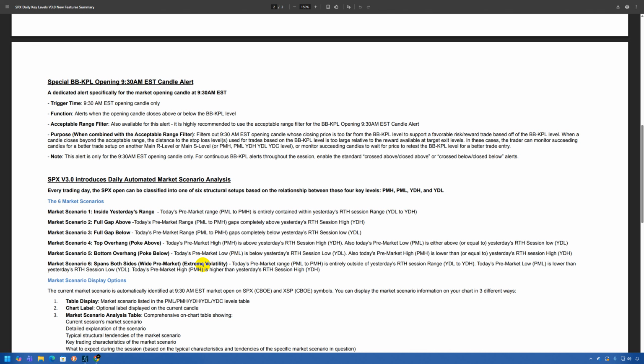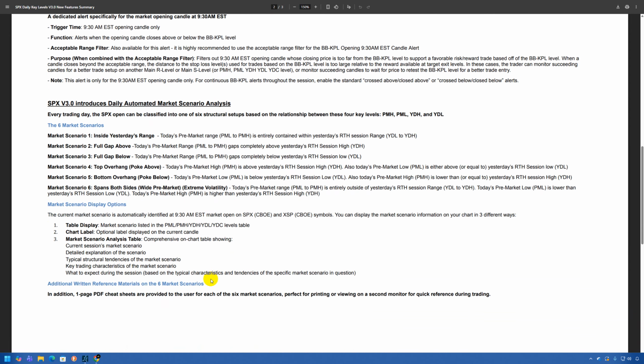So in these cases, the trader can again monitor succeeding candles for a better trade setup on another main R level or main S level, or one of the PMH, PML, YDH, YDL, or YDC levels, or instead monitor succeeding candles to wait for price to retest the BBKPL level for a better trade entry. So note, this alert is only for the 9:30 a.m. opening candle only, for whatever your chart time frame is set to for that opening candle. For continuous BBKPL alerts throughout the session, you would simply enable the standard crossed above, closed above, or crossed below, closed below alerts for the BBKPL level.